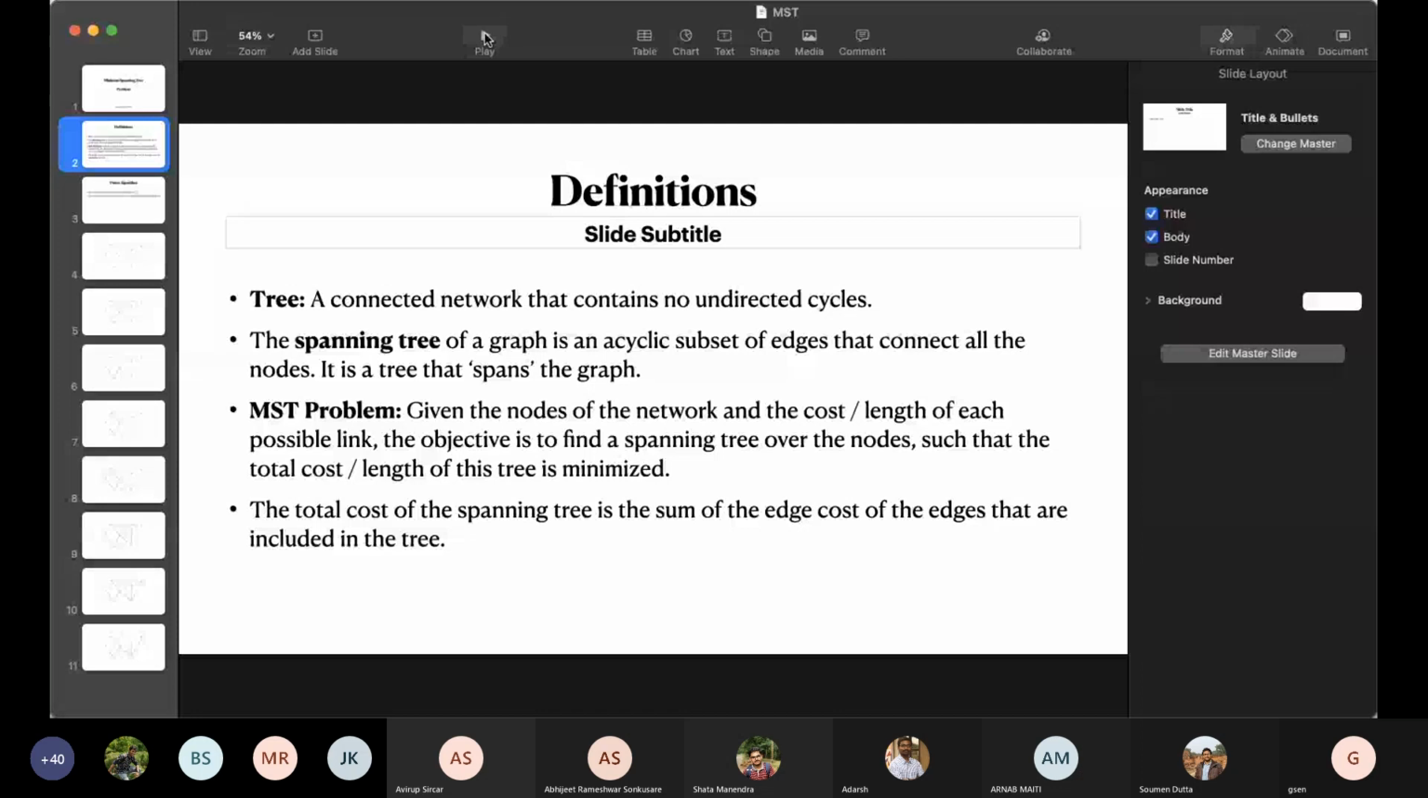Okay, so if we are given a graph and there is a cost or length associated with each possible link, we want to find a spanning tree which has the minimum length or minimum cost, where the cost is the sum of the costs of all the edges in the tree. Is that part clear?